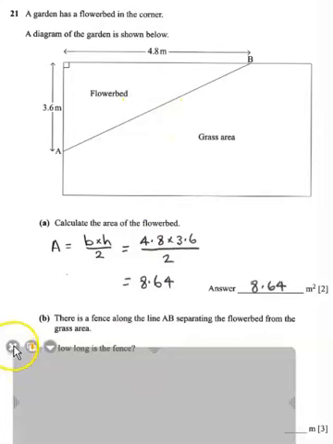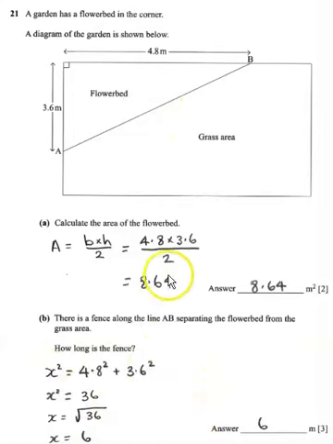So we're going to be using Pythagoras. So x would be the hypotenuse. So it's x squared equals 4.8 squared plus 3.6 squared. So we square each of those numbers and add them together. Once we've done that, it's 36, and then we square root the answer, which is x is equal to 6. So that's the length of that fence there.